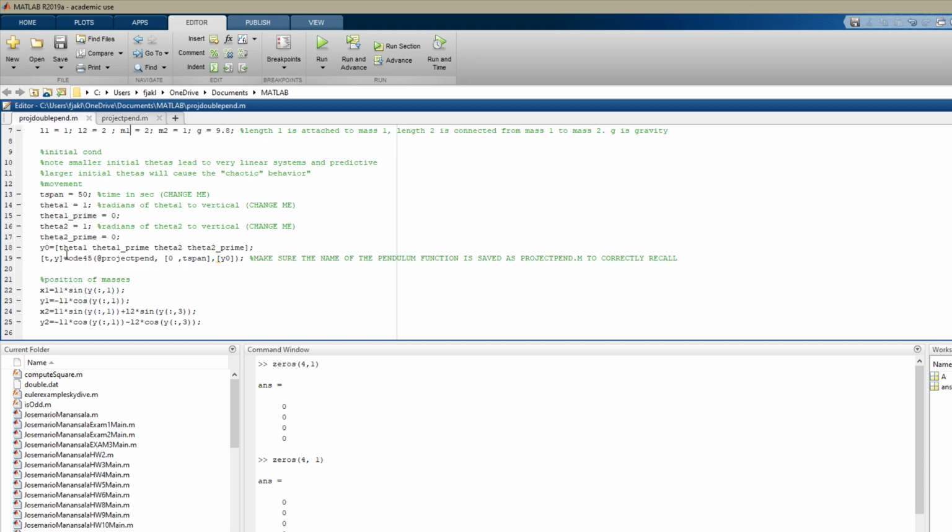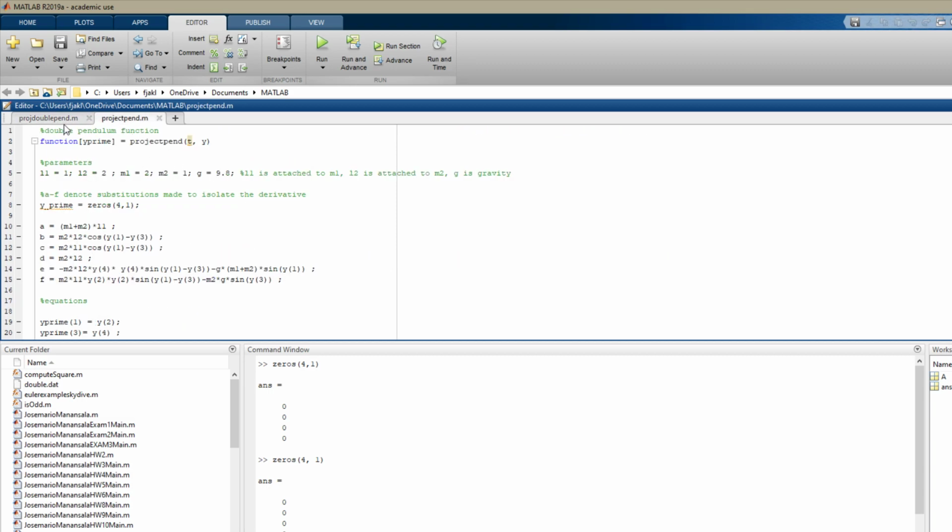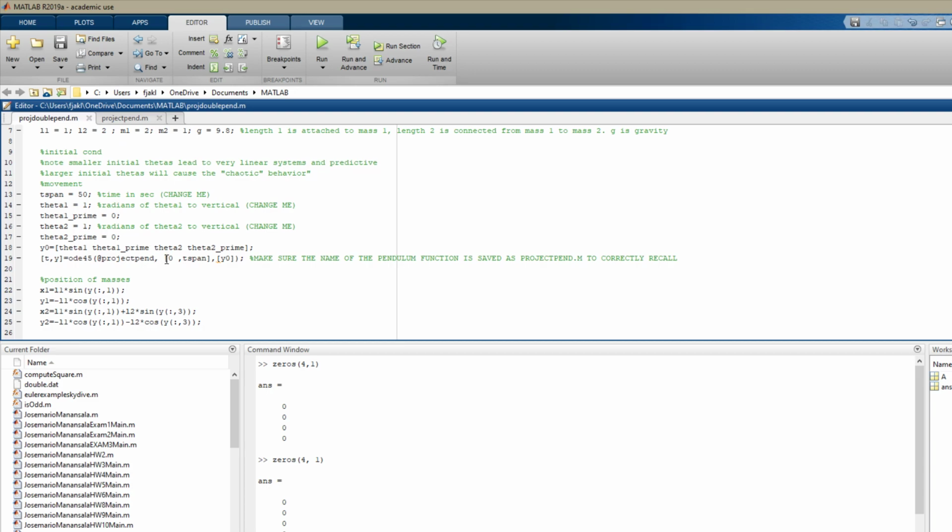As you can see here in our input, we have t and y. These are some of the parameters. The ODE45 is the name of the derivative solver. The at project pend means it calls the project pend function. We have our time sequence, the time span, 0 to T-span, and y0, which is our initial condition here.